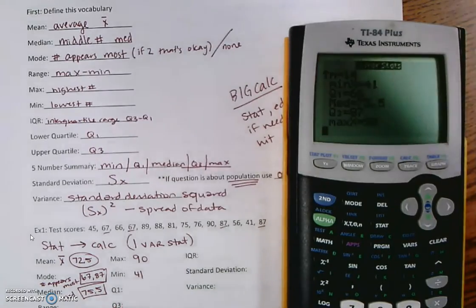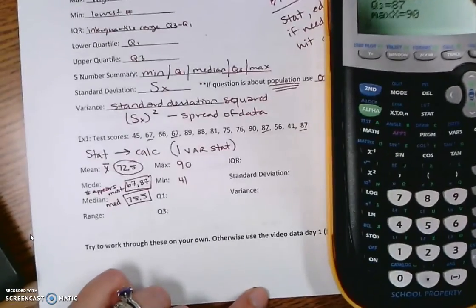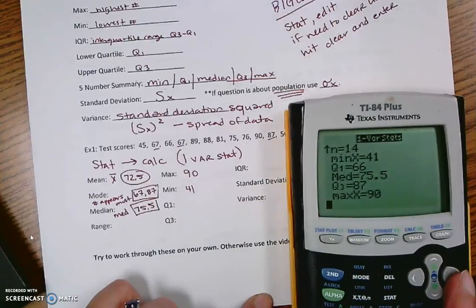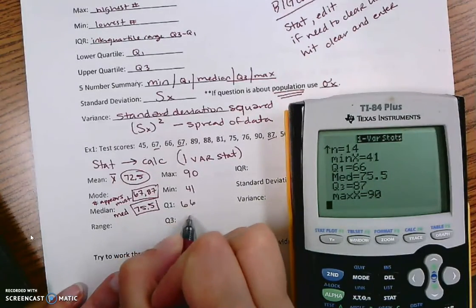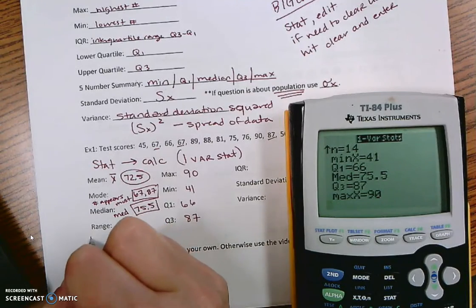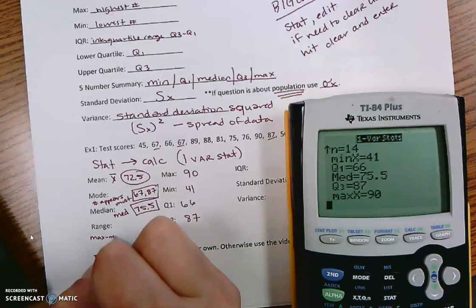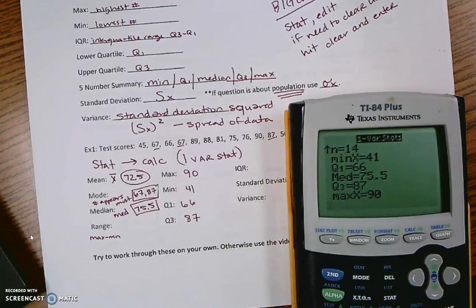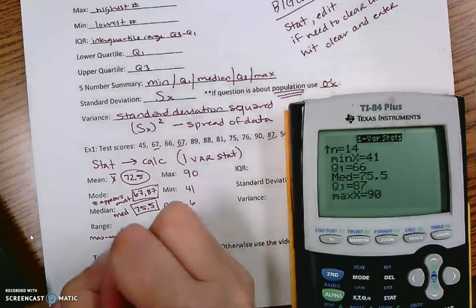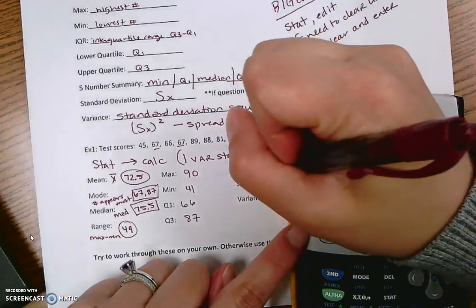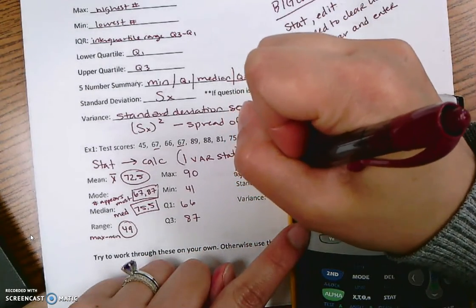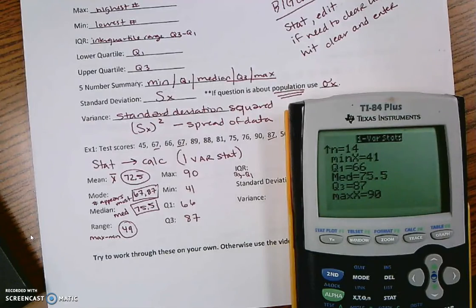Let me scroll this down a little bit. Q1 is 66, Q3 is 87. The way you find your range is your max minus your min. So 90 minus 41 is 49. IQR is your Q3 minus your Q1. So 87 minus 66 is 21.